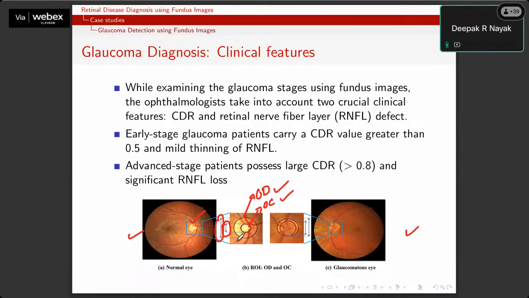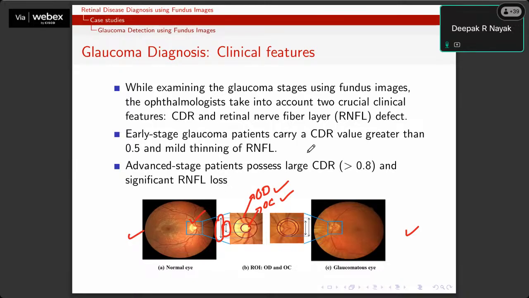It is purely manual. You need to first identify the region where the optic cup and optic disc are located, then identify the diameters of both, and then check the ratio. If the ratio is beyond 0.5, it is early stage glaucoma. If it is greater than 0.8, we can call it the advanced stage. And if it is close to 1, then it is severe stage glaucoma.